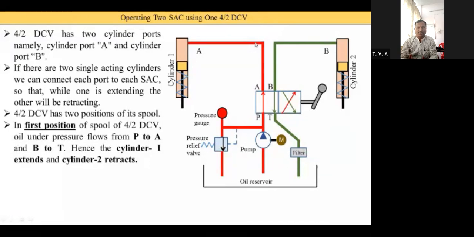Everyone, please write just yes or no. Are you able to understand this circuit diagram? Okay, today I have taken a simple circuit diagram.